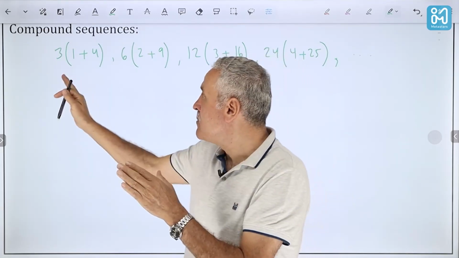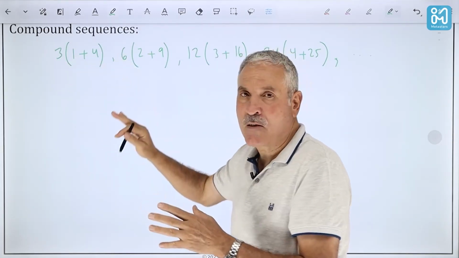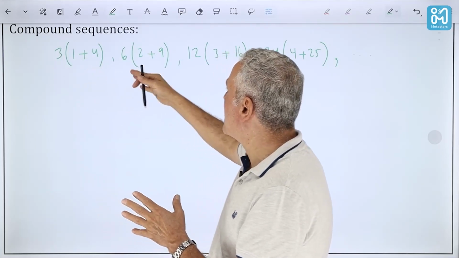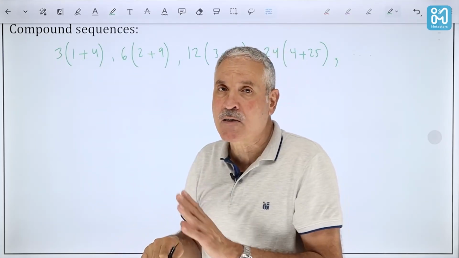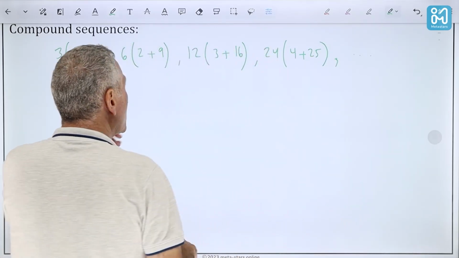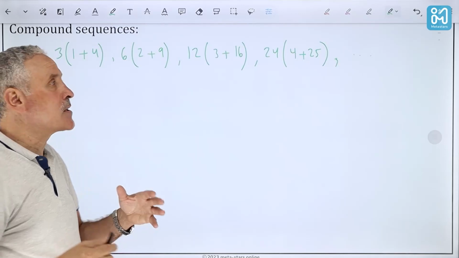It is a number multiplied by the sum of 2 numbers. So don't say, I'll just add up these, 5 times 3, that's 15. You change the sequence. It is not our sequence anymore if you do that. But instead, you would deal with this as different sequences.